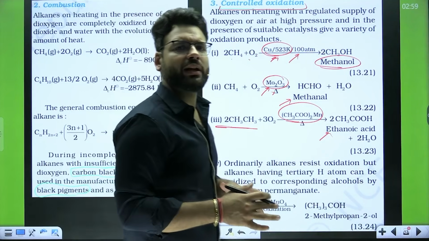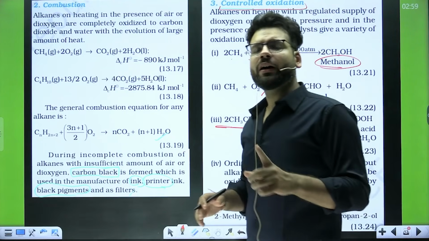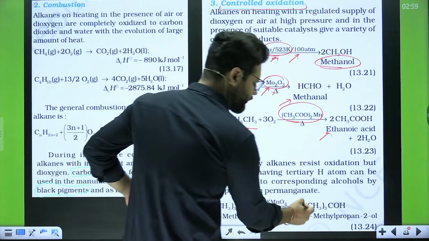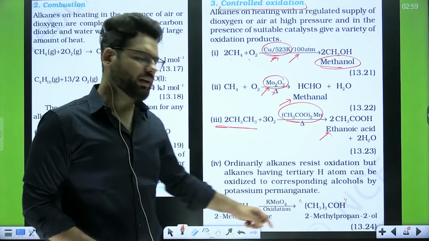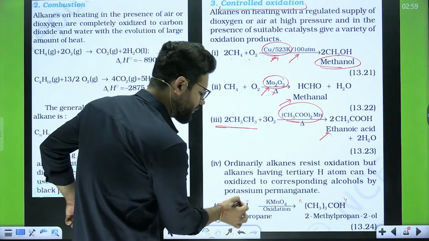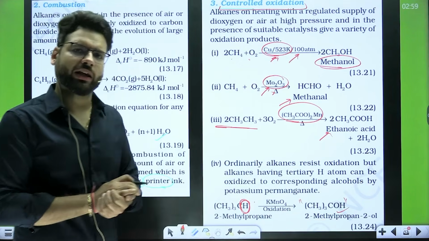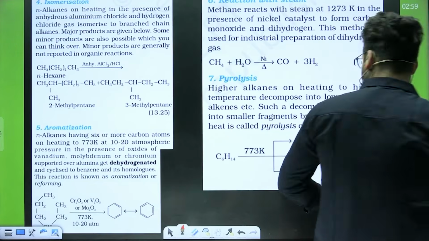Generally, alkanes are not oxidized by KMnO4, but if an alkane contains a tertiary hydrogen, it will be oxidized to an alcohol. This is also an important point. Like isobutane they have taken. Isobutane has a tertiary hydrogen available. There the oxygen can insert and give you a tertiary alkanol. Okay. These are the reactions which are there for the oxidation.